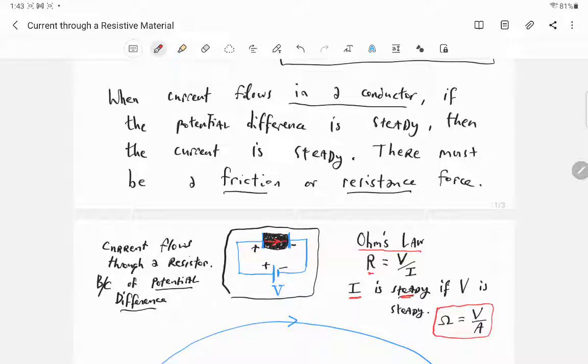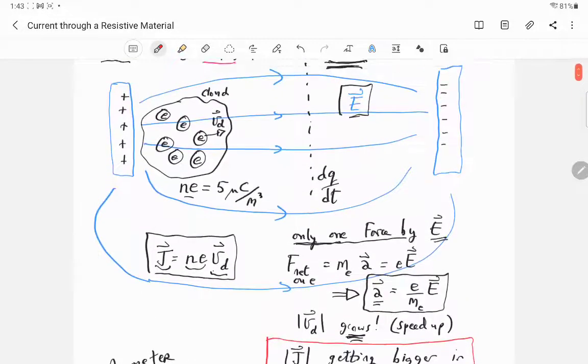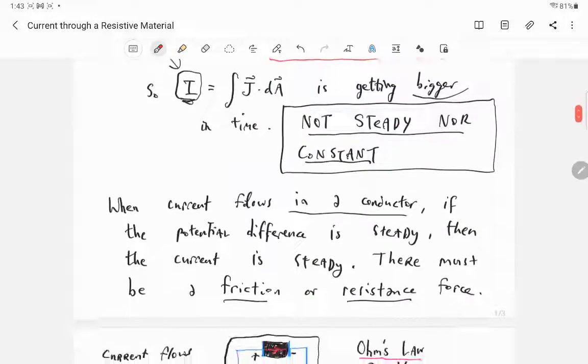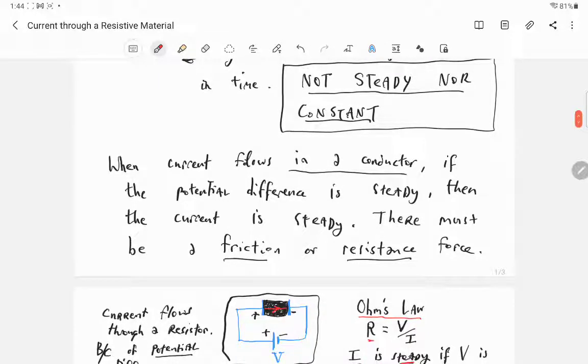That is, your current is not growing in time, even though your voltage gives you an electric field, and the electric fields accelerate charge, right? So when current flows in a conductor, if the potential difference is steady, then the current is also going to be constant in time. That means that not only is there going to be this electric field force, right? You got this little electric field force, there must be some sort of resistance.